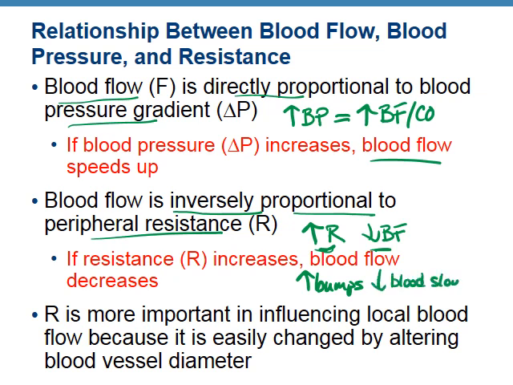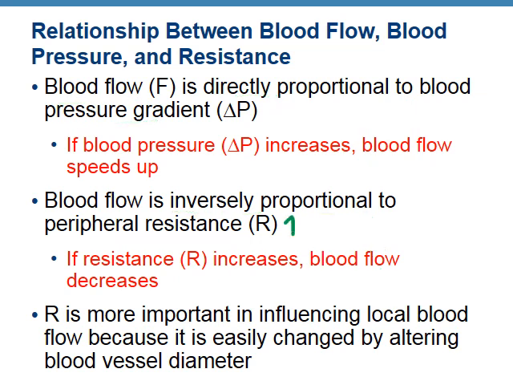Blood slows. And since we know there's a relationship up here, what happens if your resistance is high? You have lots of bumps in the road. Your blood's going to slow down. If your blood slows down, what do we call that? Decreased blood pressure. So they're all related. Let's do this again. If you have increased resistance, you're going to have decreased blood flow, and that means you're going to have decreased blood pressure.